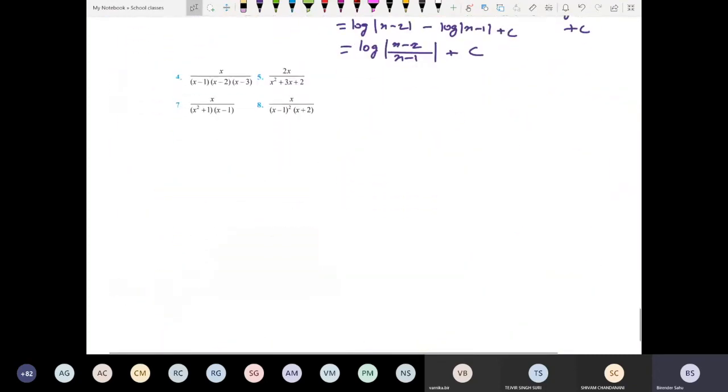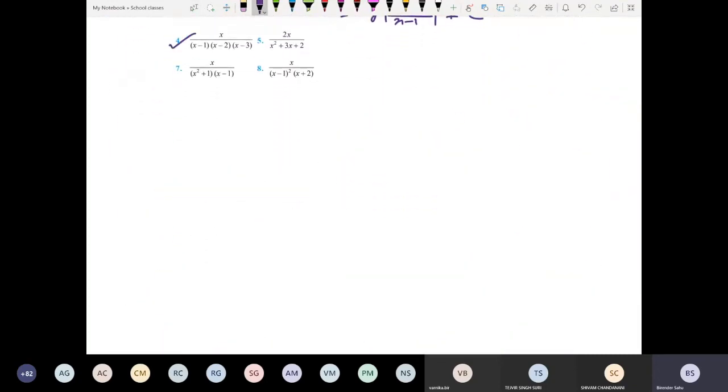We are taking another question. I'm taking question number 4. We can do the same. Students, will you try to do this question? x over x minus 1, x minus 2, x minus 3 dx. What we can do is take this integrand separately. Yes, what can we write? Ramik, please tell me what we can write here.